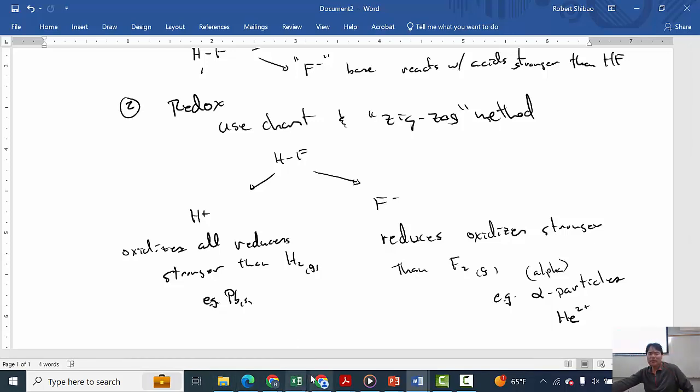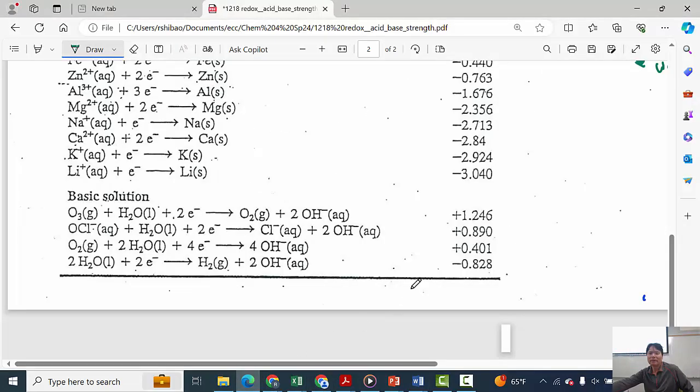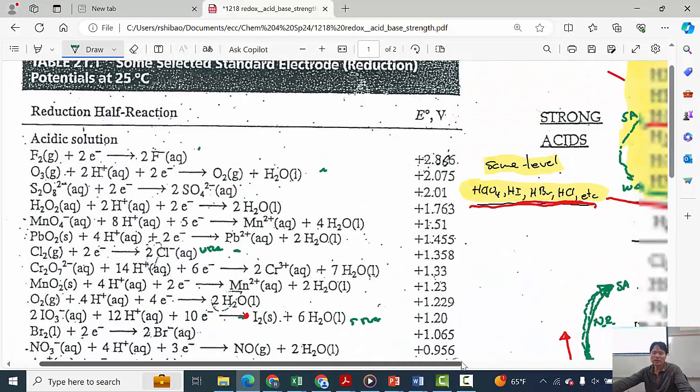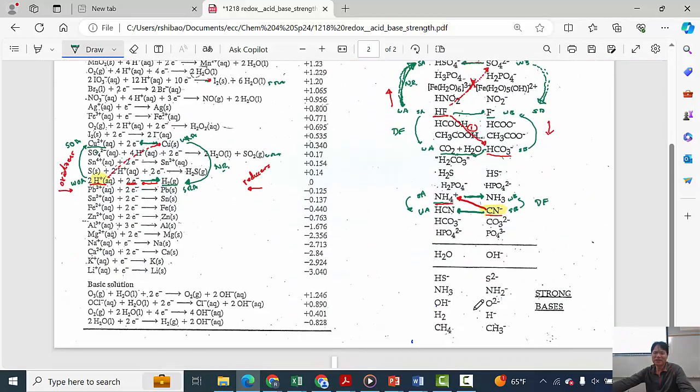There are a couple of key differences between redox and acid-base. You know, the chart's very similar, right? The acid base and the redox chart. But there are some key differences here.